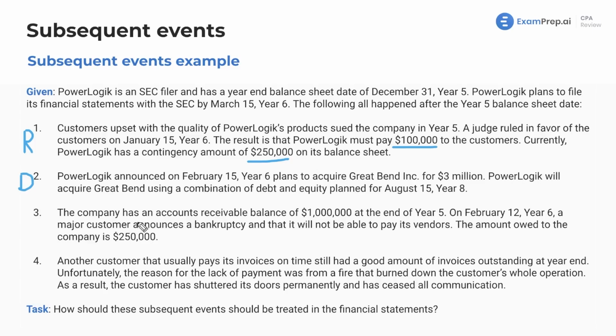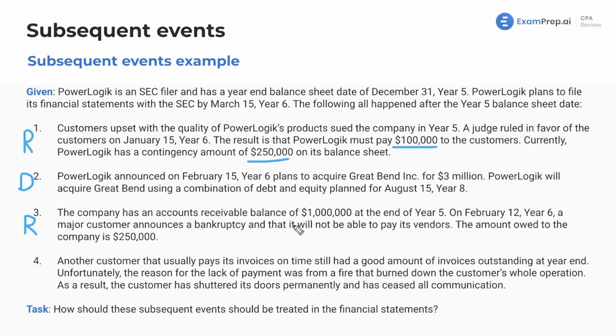The company has an accounts receivable balance of $1 million at the end of year 5. On February 12th, year 6, a major company announces a bankruptcy and it will not be able to pay its vendors. We saw this one already. Want to make sure you got this down. What will this be? This is going to be recording. Now, this one affects the year under audit, and we are going to have to adjust our accounts receivable, make a nice little journal entry.